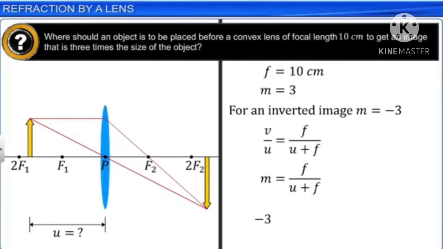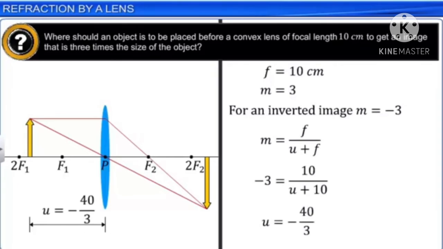If the image is virtual, then m is equal to 3. Substitute these values in the above equation and on further simplification, we get u is equal to minus 20 by 3.